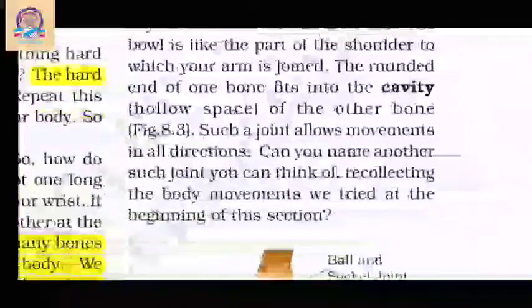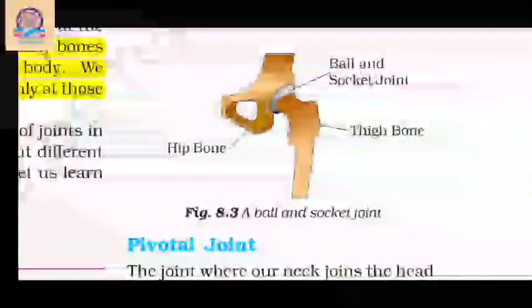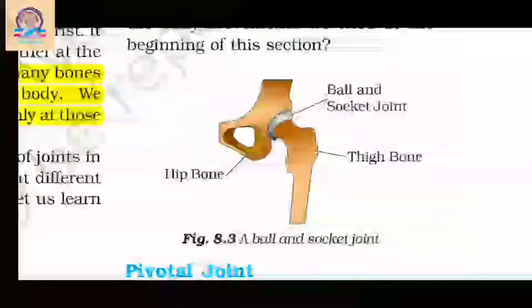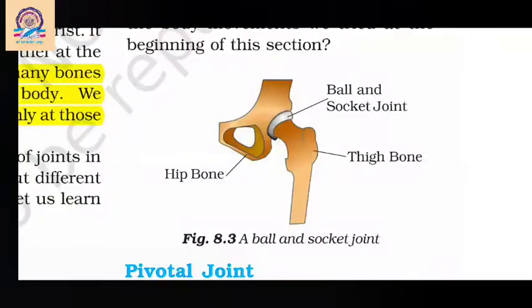As you can see here in figure number 8.3, the hip bone and thigh bone are connected using a ball and socket joint. Here the bones which are connected using these joints are freely movable. We can move our shoulder up and down, we can rotate our shoulder, isn't it? So in ball and socket joints, the bones which are connected together are freely movable.